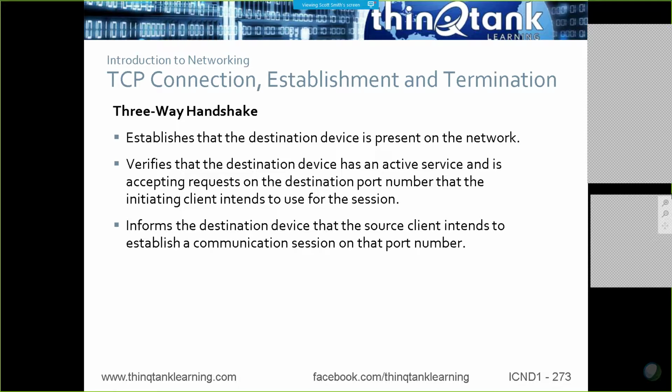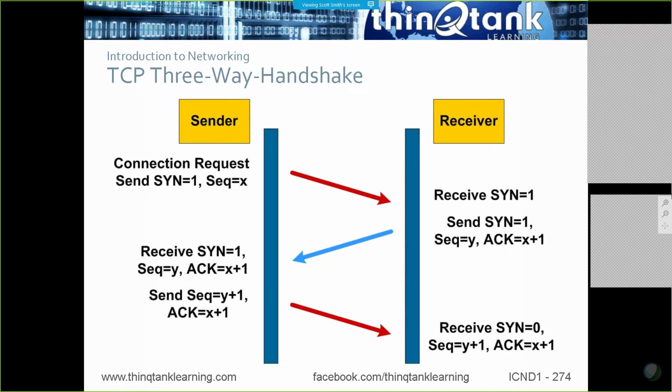How does this look from a technical standpoint? It looks like 3 different transactions. Number 1, the sender, which is usually a client, while the receiver is usually a server, sends out a TCP SYN request. The SYN request is where the SYN flag is set, and we have some sort of initial sequence number. The reason it's listed as X here is because that initial sequence number might not be 1. It could be a different number.